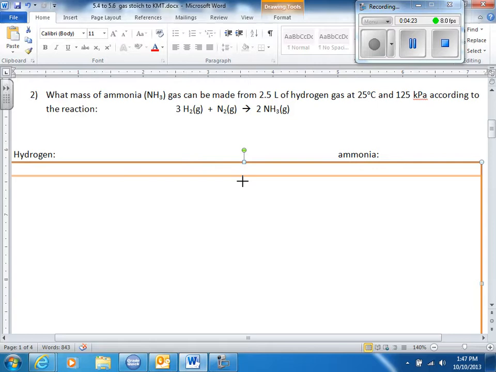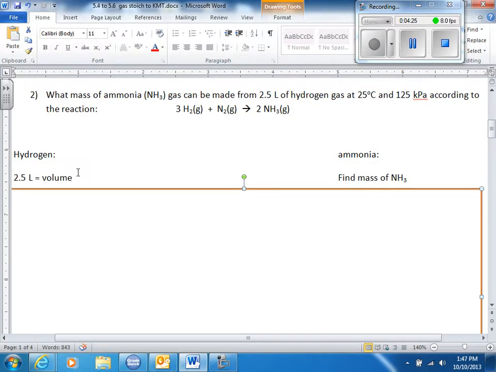So let's see, what do we have? Let's just look at the left side for now. So we've got this 2.5 liters of hydrogen. That's telling us it's on the hydrogen side. Liters is volume. We've also got 25 Celsius, and that's about the hydrogen, not the ammonia. And here's a pressure, hydrogen, not ammonia. This right here, find the mass of ammonia, well, I put that down because the question was what mass of ammonia gas can be made from. So we're going to continue on.